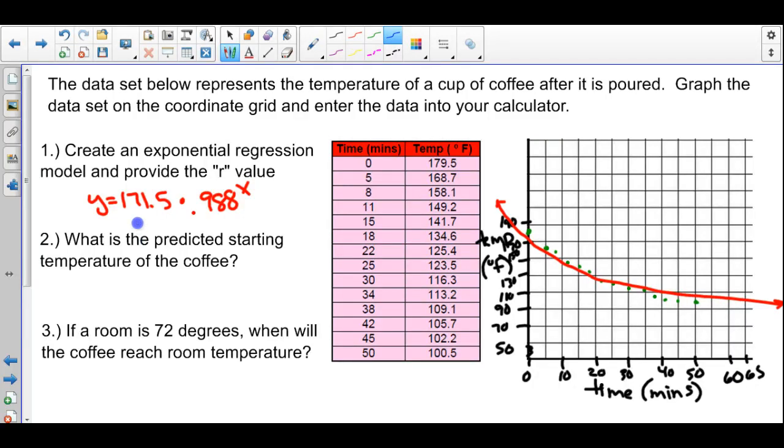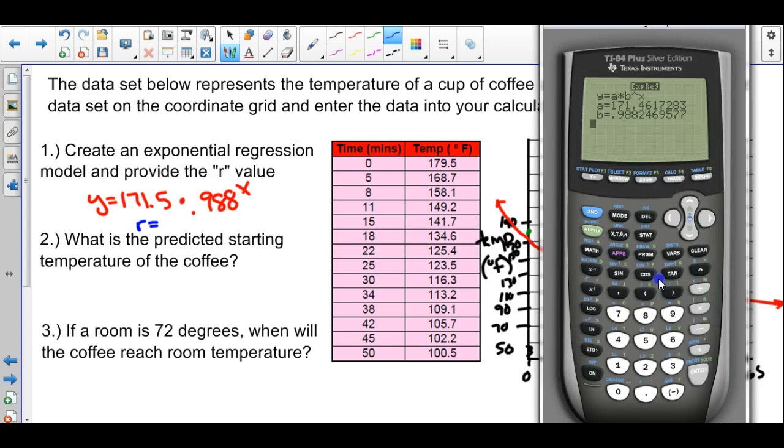And then what I'm going to do is calculate the R value. So it looks like I need to turn the diagnostic on my calculator. If you don't have a diagnostic on, you would go second, catalog. Let me see if this works by hitting alpha and D. I guess not. So I'm going to scroll down. Again, this is only because I do not have my R value popping up. So I'm going to go to diagnostic on, and I'm going to redo my exponential regression.